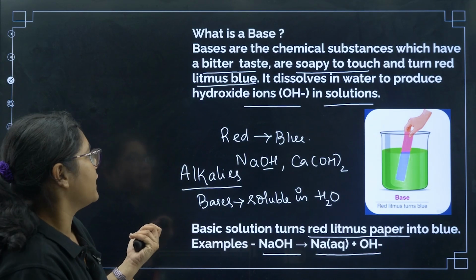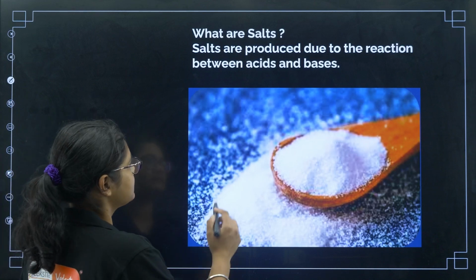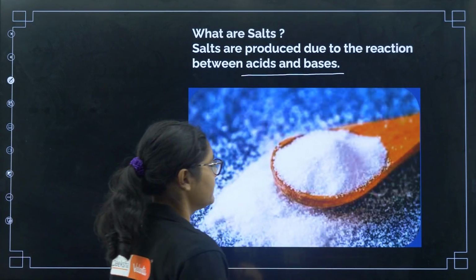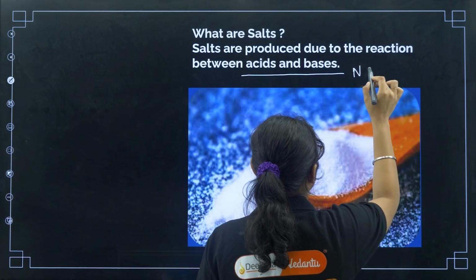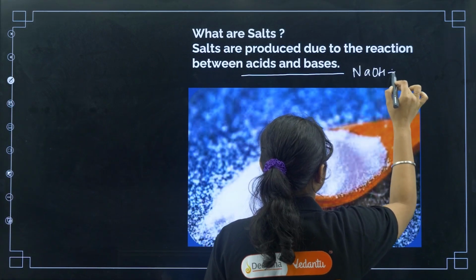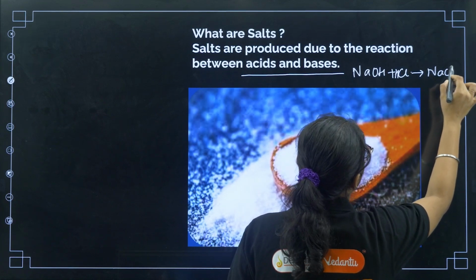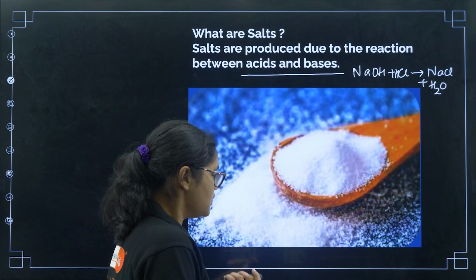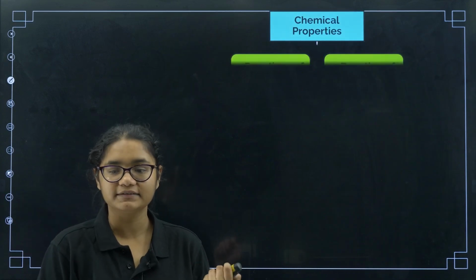Now coming to salts. Salts are produced when an acid and a base react. So salts are produced due to the reaction between acids and bases. There are so many examples. For example, the most common salt: NaOH plus HCl will give you NaCl plus water. Next, coming to the chemical properties.